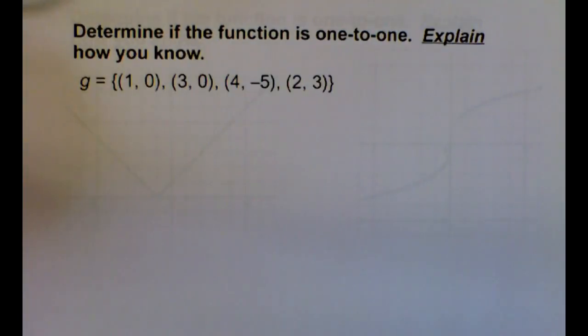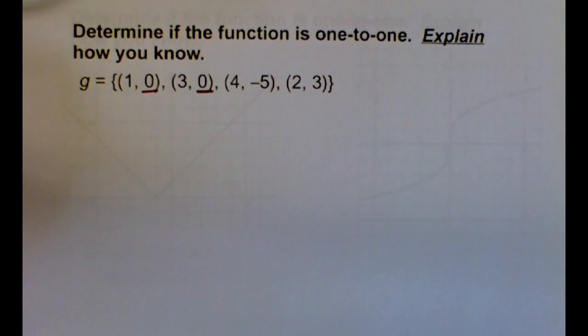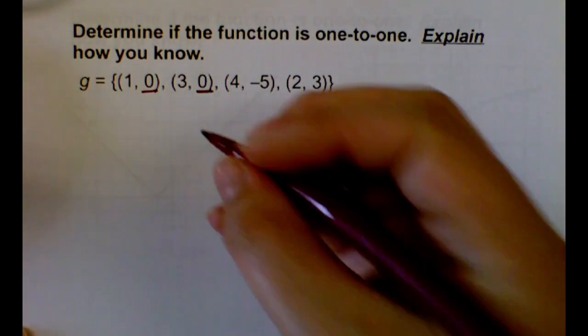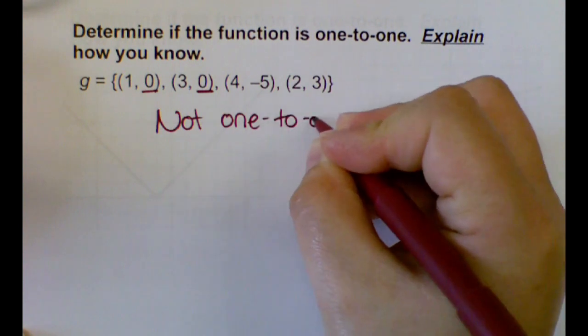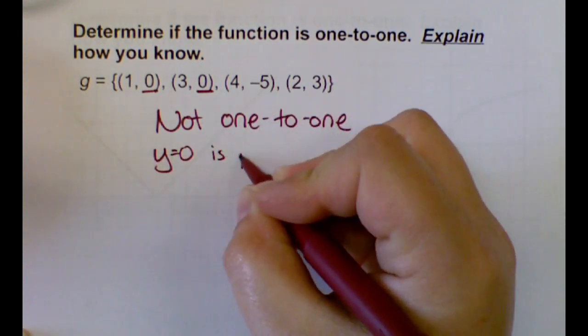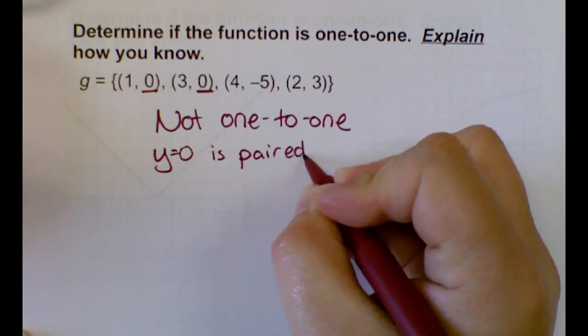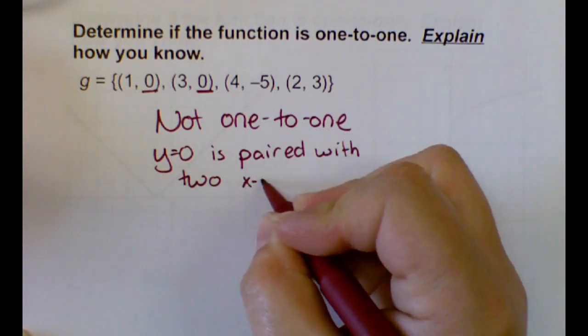All right, (1, 0), (3, 0), (4, -5), (2, 3). So I look at my x's, and it's a function. Look at my y's, and I've got a repeat. If y is 0, x could have been 1 or 3. This is not one-to-one, because y equals 0 is paired with two x values.